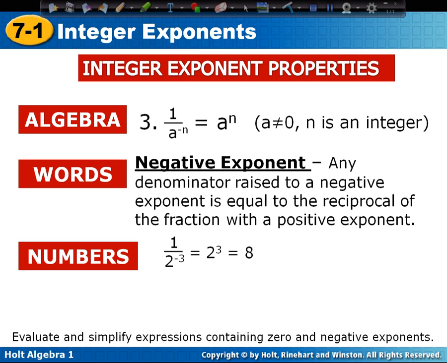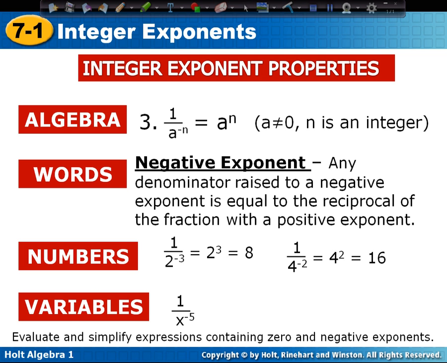1 over 2 to the negative 3 is just 2 to the third, which is 8. 1 over 4 to the negative 2 power is just 4 to the second power, which is 16. Some variable examples: 1 over x to the negative 5th is just x to the positive 5th. And 1 over m to the negative second power is just m to the second power, positive second power. Again, make sure you have all the number and variable examples written on your worksheet.